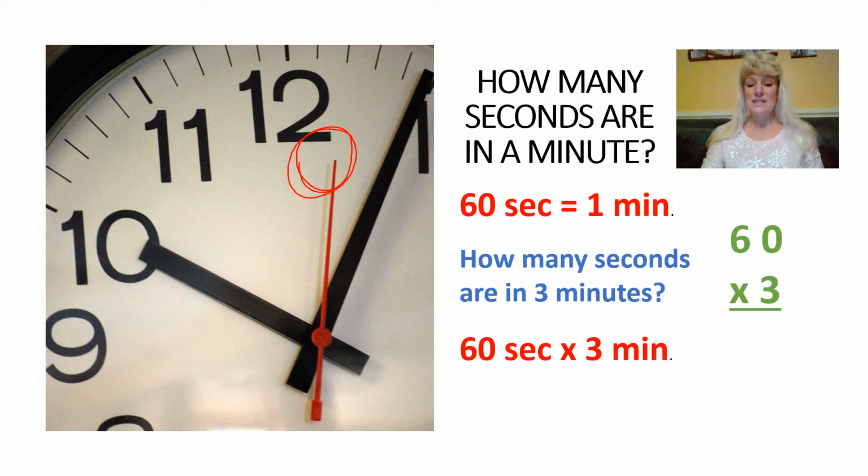So I have 60 times 3, and I just do a 2 by 1 here. 0 times 3 is 0. And then 3 times 6 is 18. So that means it takes 180 seconds in order to equal 3 minutes.